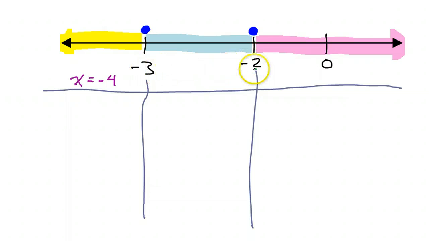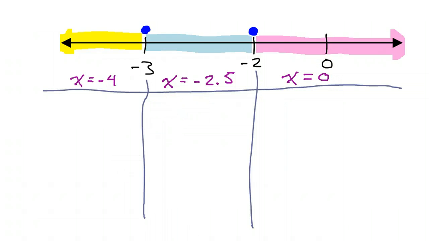There are no integers between -2 and -3. They're consecutive, two numbers in a row. So I'm going to have to use a decimal or a fraction, but let's go with a decimal. I'm going to use negative 2.5 as a test value between negative 2 and negative 3. Now in the pink zone, I'm just going to use 0. I always use 0 whichever zone that's in. 0 is easy to work with.